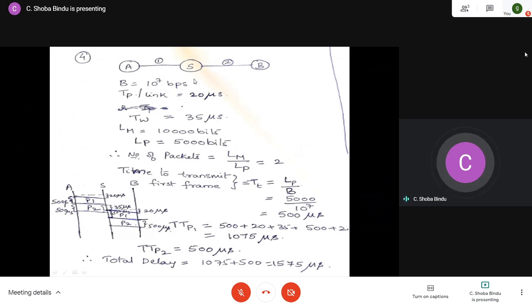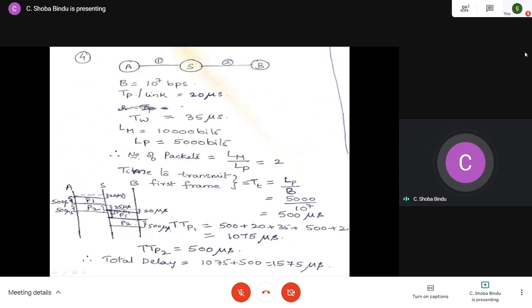After 20 microseconds the first bit might have reached there. When it has been transmitted, it takes 20 microseconds to reach this point. After all the bits of the first packet are placed, the second packet is immediately placed onto the channel. So it encounters a total delay of only 500 microseconds from A to B after B has received the first packet. Clear?